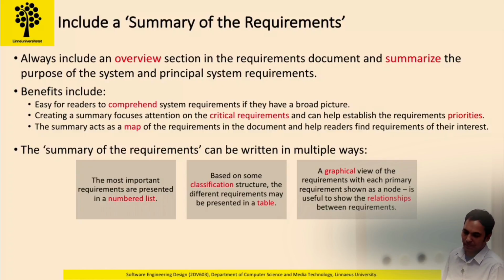Better than a table would be a graphical view of the requirements. So you put a requirement in the first node, that is the main requirement maybe, or the main business goal, and then you put other requirements as sub nodes or as a tree structure. So it will show the relationships between requirements. So it will be easy to see which requirements are related to what requirements.